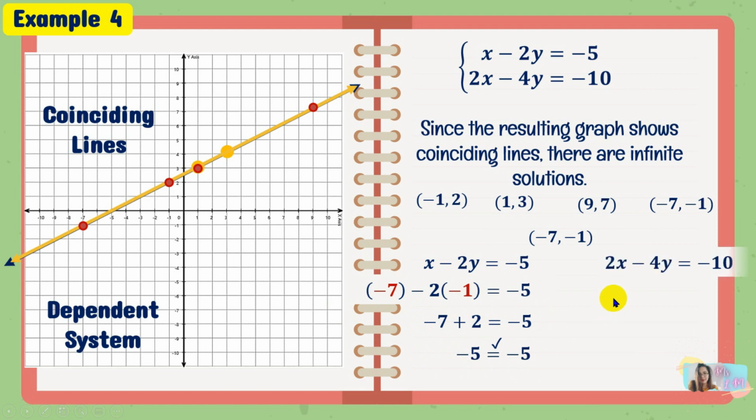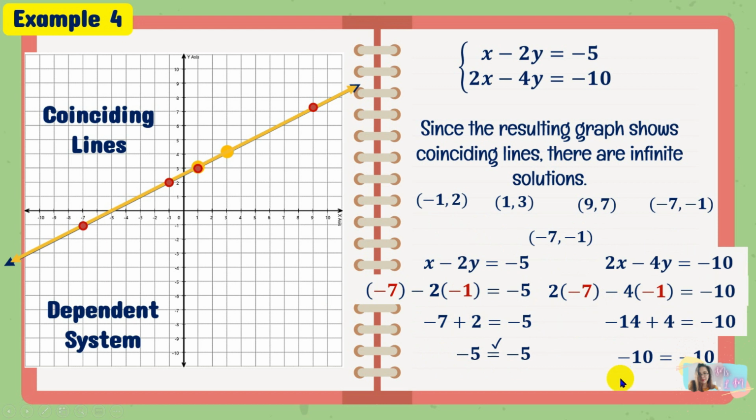On the second equation, ganun po ulit, substitute the value of x, which is negative 7, and y, which is negative 1. So, multiply natin. Negative 7 times 2 is negative 14, and then negative 4 times negative 1, that's positive 14. If we combine these two, the answer is negative 10 equals negative 10. Again, this ordered pair satisfies our system of linear equations in two variables, and that means our graph is correct.